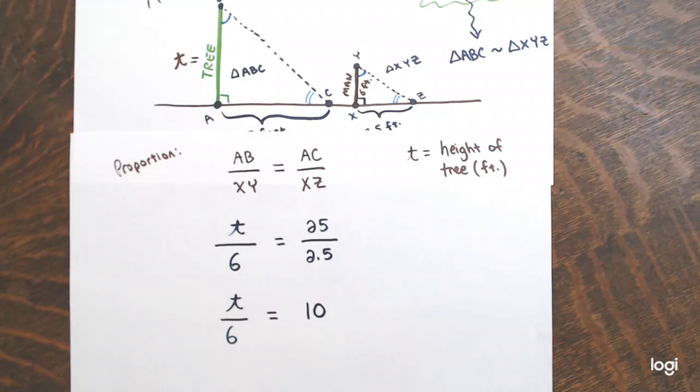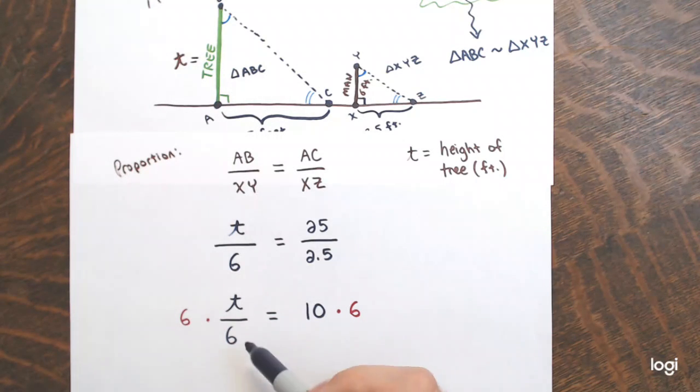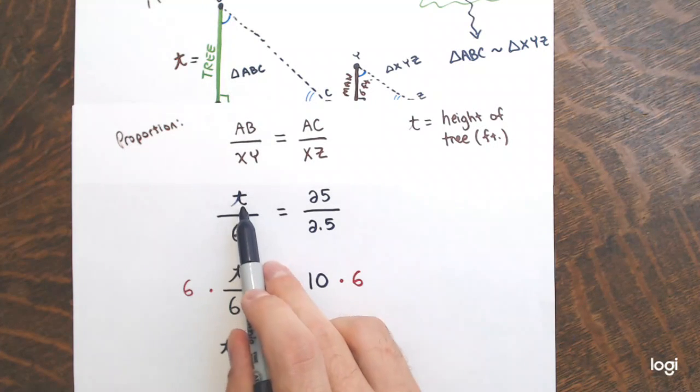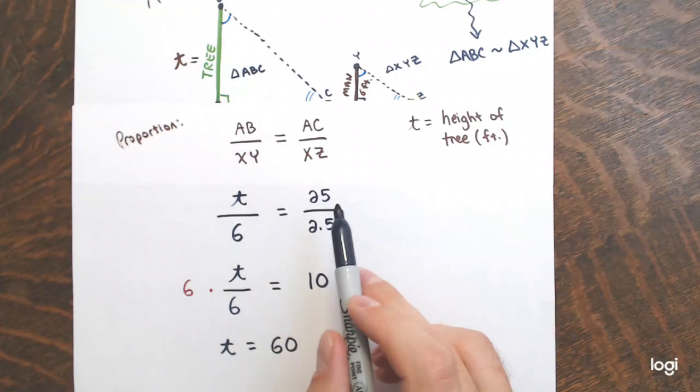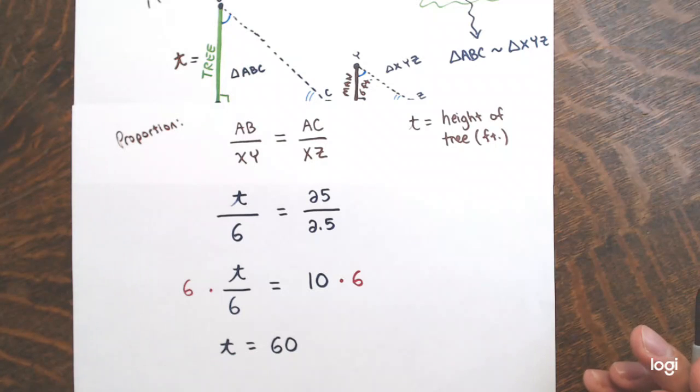And now to get rid of the divided by 6, get that 1t in the numerator alone, I would just multiply both sides by 6. That'll cancel these common factors of 6. And then do the same thing to the other side, times 6. So I'm left with t equals 10 times 6, 60. And then double check, go back to the original, put in 60 divided by 6 is 10, and 25 divided by 2.5 is 10. Both ratios are equal to 10. Fantastic. So the height of the tree is 60 feet.